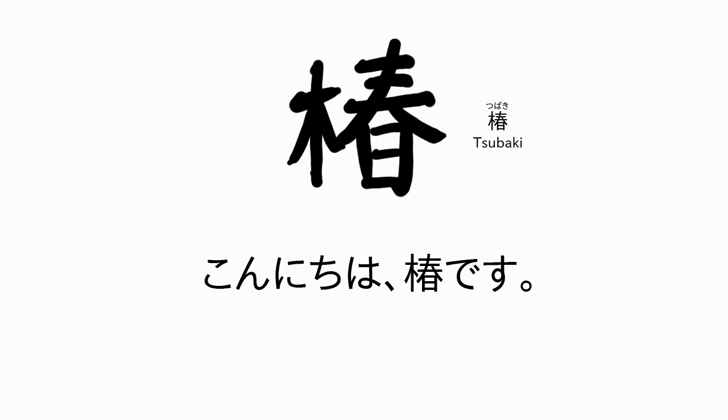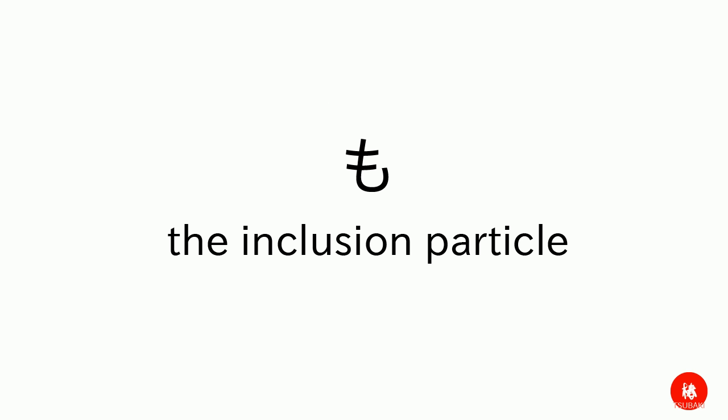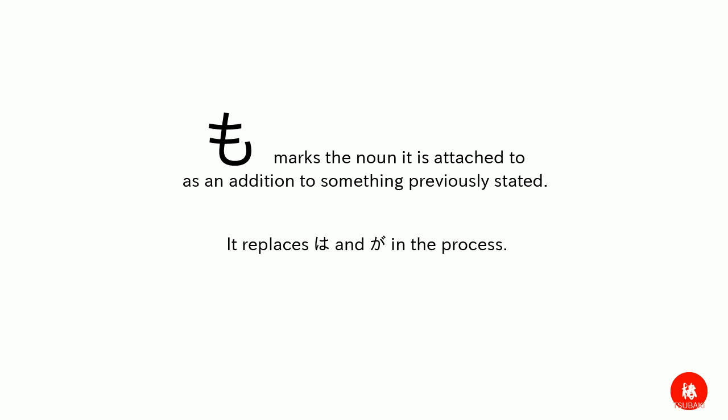We have one more fundamental particle of Japanese grammar to discuss before we move on to verbs and adjectives. Now let's look at the last particle. This is mo, the inclusion particle. The mo inclusion particle marks the noun it is attached to as an addition to something previously stated, and it replaces wa and ga in the process.